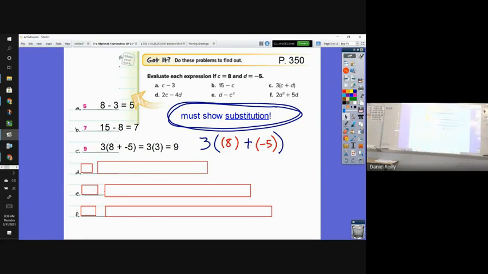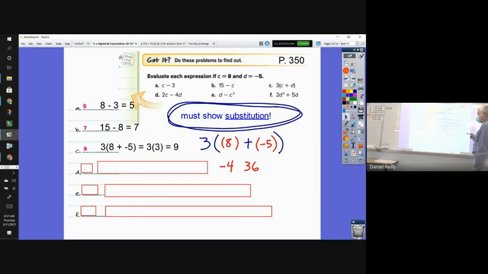All right, give me some answers for letter D. What did you get for letter D? -4 is one option. Anyone get something different than -4? 36. Uh-oh. Anyone get something different than -4 or 36? No? Everyone's got one of those two things? People at home? Okay.